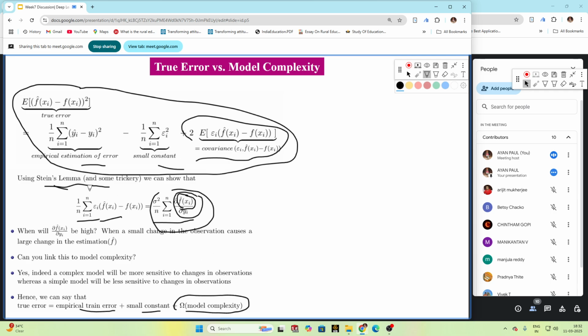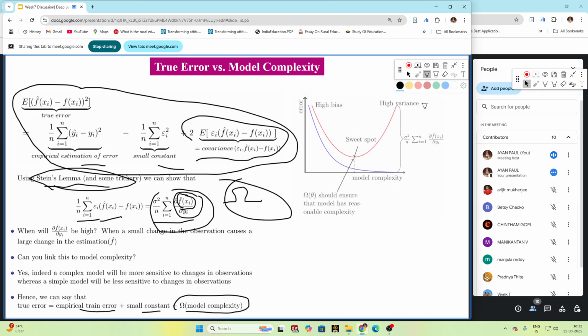Because we have this Stein's lemma, whatever you call it, that converts this part to this part. In this part we can see, if we have a simple model and we make some change in observation, this part will not change much. But if we have a complex model, this part will change much. So that is why this true error is related to empirical error plus small constant, plus this part, which is related to model complexity.